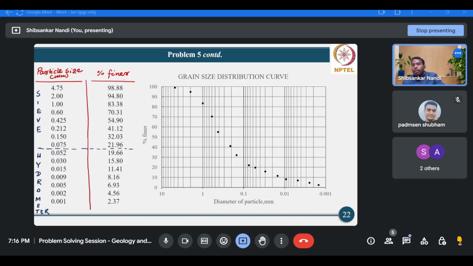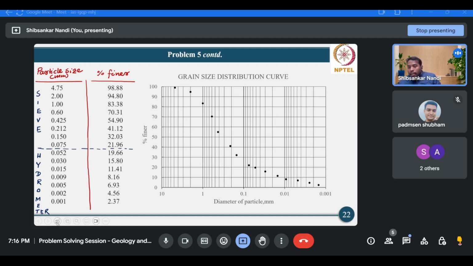So this will complete the entire grain size distribution data, meaning particle size versus percentage finer. Now you have to plot this data in a semi-logarithmic plot as shown in this slide. In the y-axis you will have percentage finer, and in the x-axis the diameter of particle, that is particle size. The y-axis is in arithmetic scale and the x-axis is in logarithmic scale. That's why it's called a semi-logarithmic plot, and the curve you get is called the grain size distribution curve.